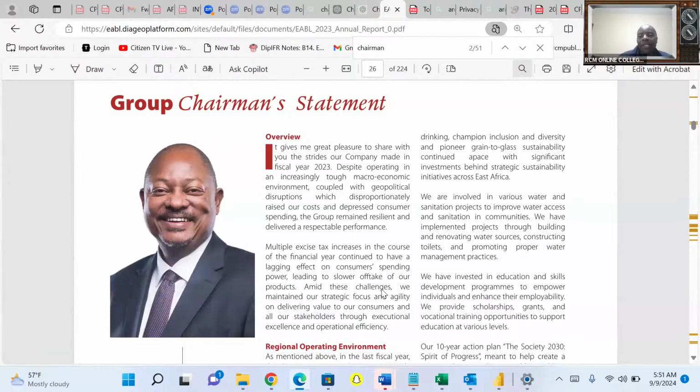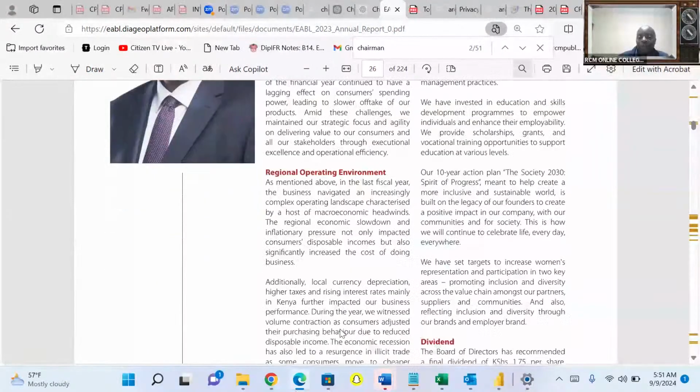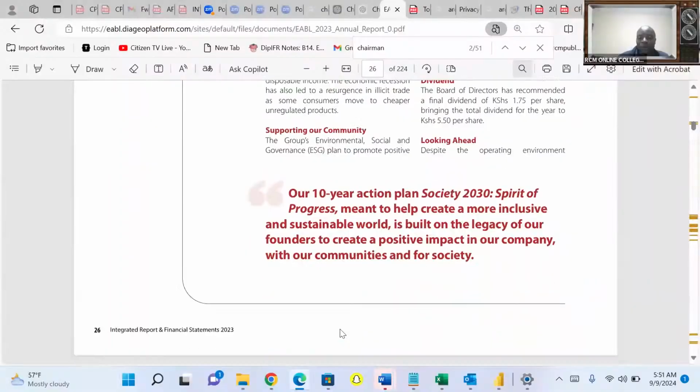Amid these challenges, we maintained our strategic focus and agility. We were agile on delivering value to our consumers and all our stakeholders through executional excellence and operational efficiency. I don't want to read the whole of it. You guys will be able to go through that. You have the time.